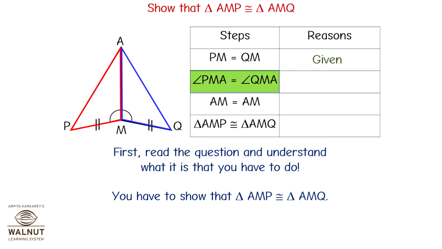The next statement says angle PMA is equal to angle QMA. How do we know this? This is given too. We can see it from the markings in the diagram. So we write given in the reasons column. The next statement says AM is equal to AM. Look at this in the diagram again. It's the same segment, so obviously it is equal to itself. It's called reflexivity. You can write reflexivity as the reason for this one.